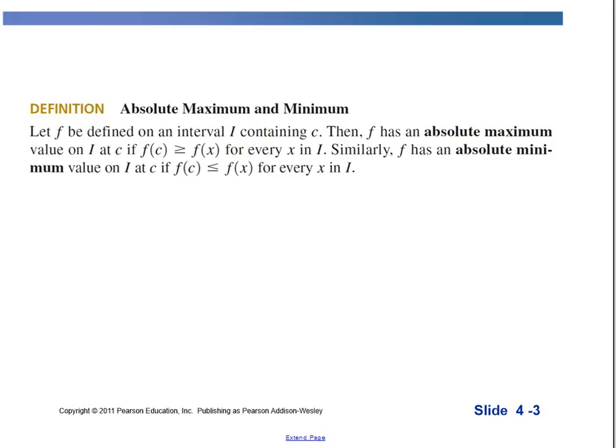Similarly, if f has an absolute minimum on I, that means that the height at every point is higher than the minimum height for every x in I. So let's take a look at some examples. Sometimes it's easier to see.